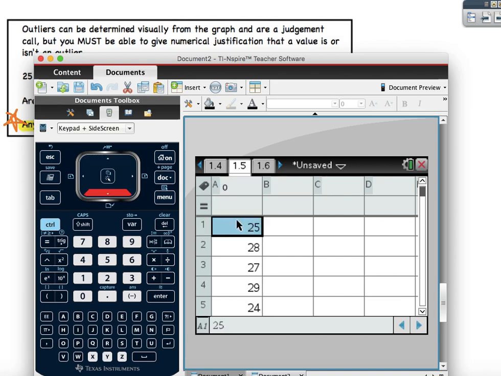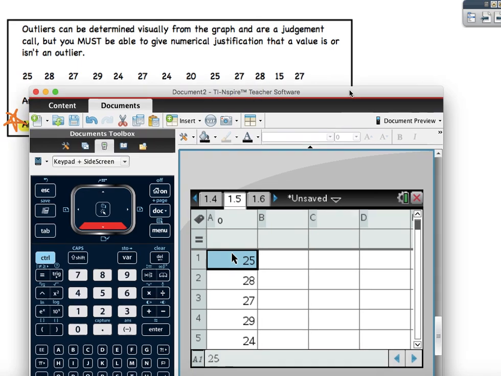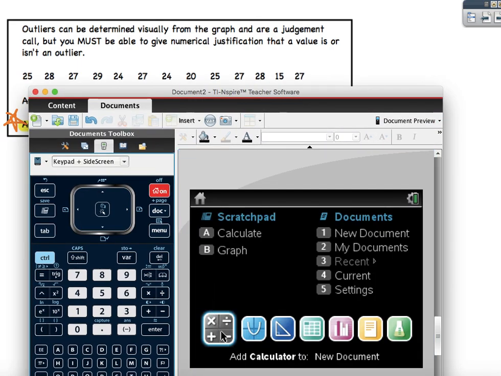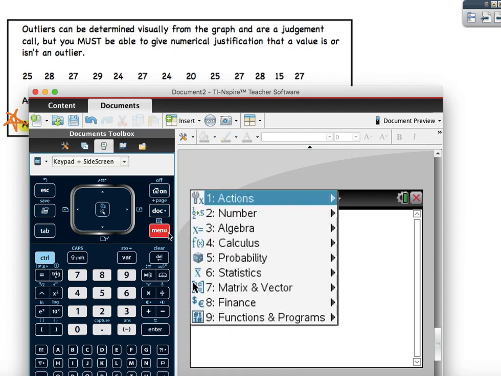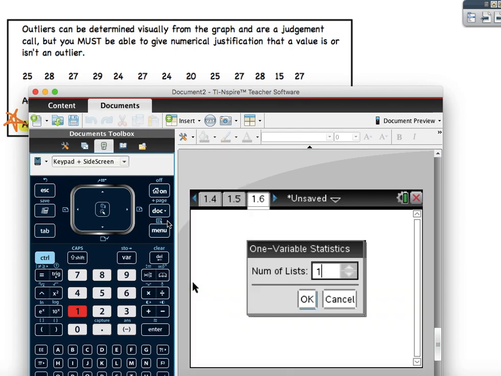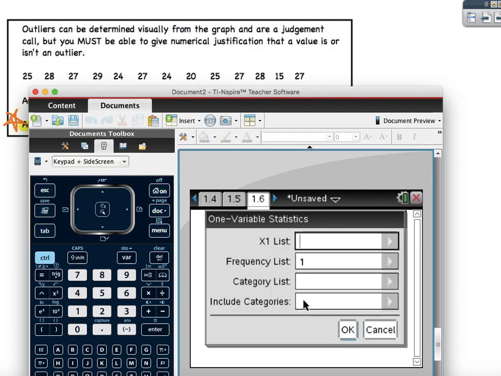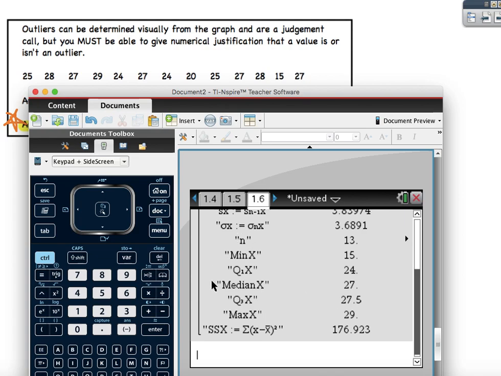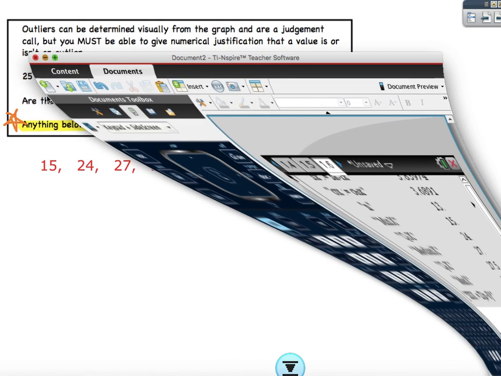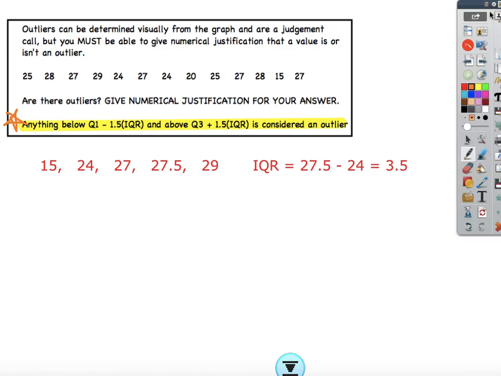Yep, that looks right. Okay, so I typed in these numbers, and then if you go to a blank page and you do menu 611, I have one list. I called my list O. Hit OK. All right, right here is your 5-number summary. Your minimum, Q1, median, Q3, and maximum. So what I did is I wrote those out here. And I'll just label them really quick. This was the minimum, Q1, the median, Q3, and the maximum.